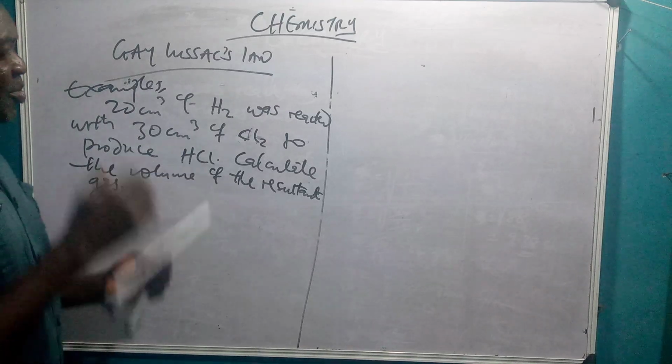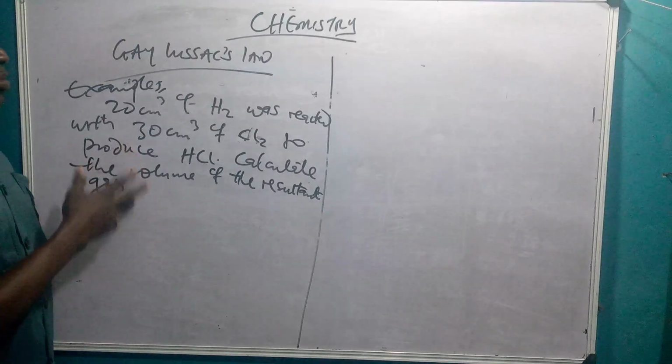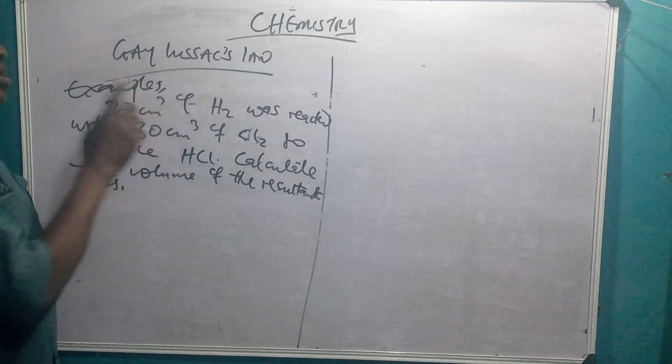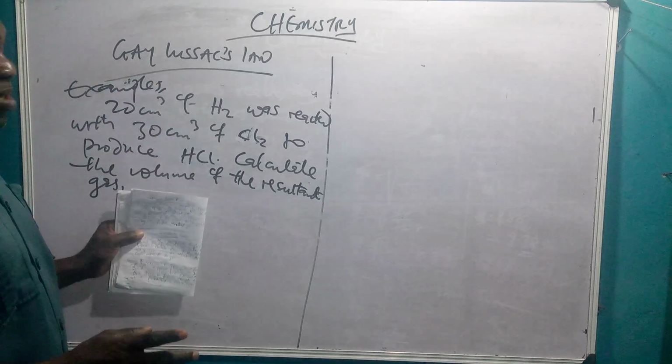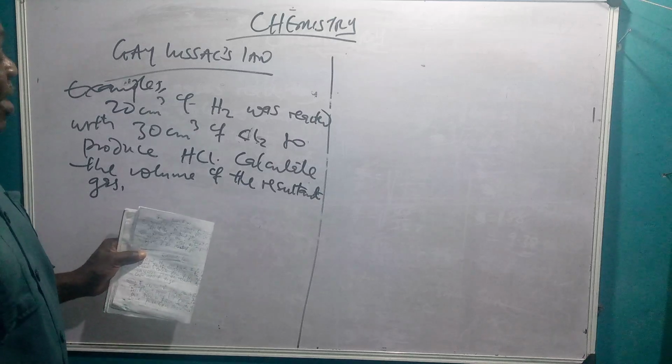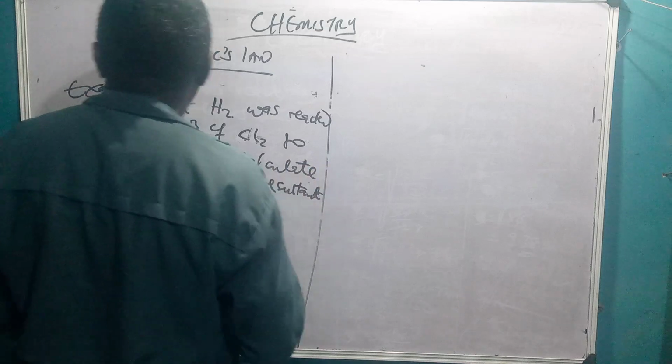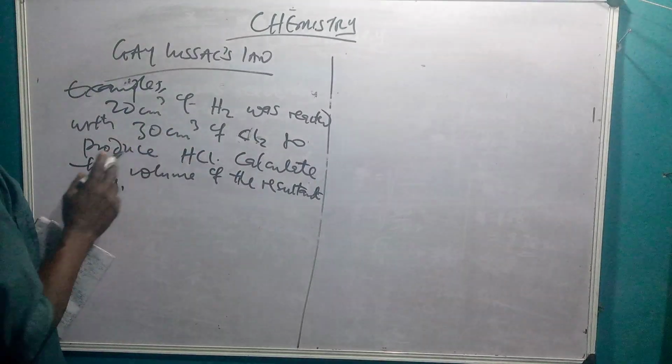This is a simple calculation, but all of them take the same pattern. All the calculations that fall under this law take the same pattern. So try and listen to this. Look at how it's being calculated, and you go and solve others. So what you do first of all, you must know how to write a balanced chemical equation.